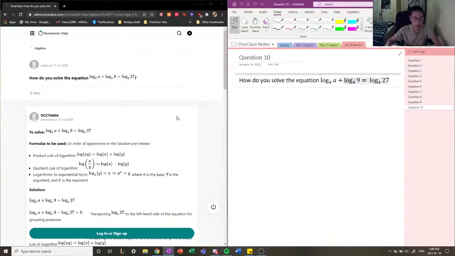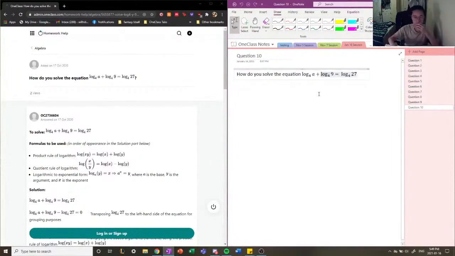Let's talk about question number 10. Question number 10 asks us to solve the equation log base 4 of a plus log base 4 of 9 equals log base 4 of 27. They basically want us to find the value of a which makes this equation true. We're going to use some properties of logarithms to help us simplify this equation.